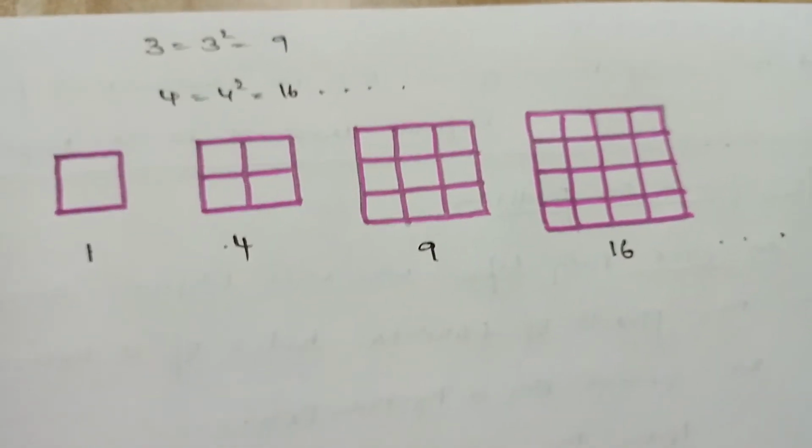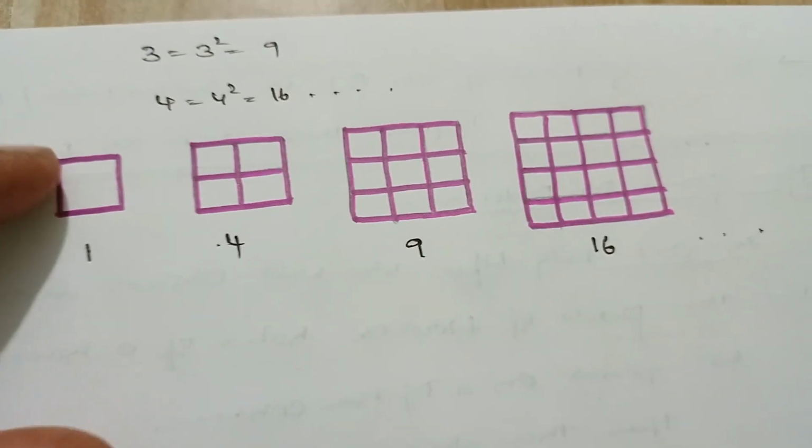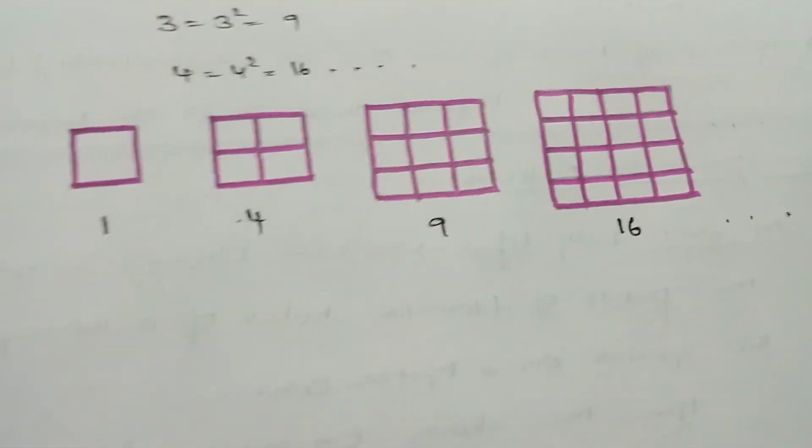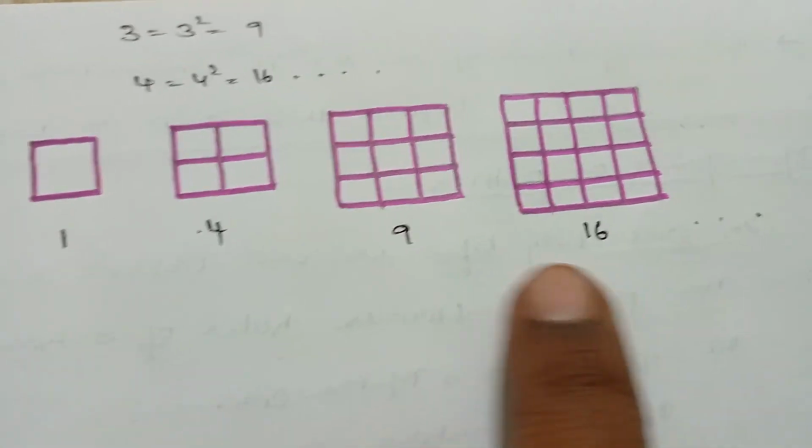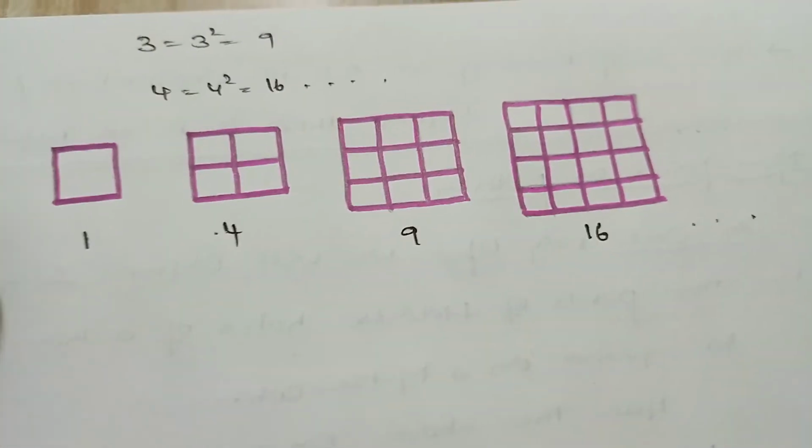Okay guys, so in this it is following some pattern, right? So what is this pattern? Did you observe? It is 1 square, 2 square, 3 square, 4 square, like that. So it is a square pattern.